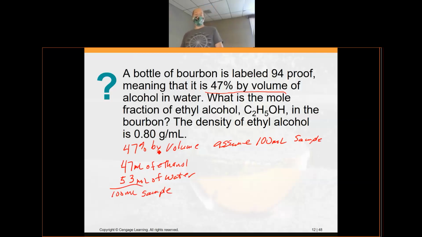All right, they give us the density of the ethanol, so we can convert the milliliters of ethanol into grams. We are getting to the mole fraction, so once we get to grams, divide by the molar mass, we have the moles. Water, they don't give us the density, but everyone should know the density. The density is 1 gram per milliliter. To 3 sig figs, it is 1. So we only need 2 sig figs because they only gave us 2 sig figs in the percentage.